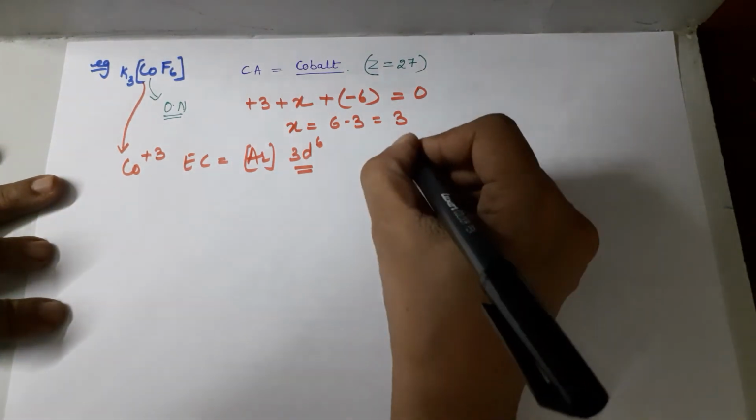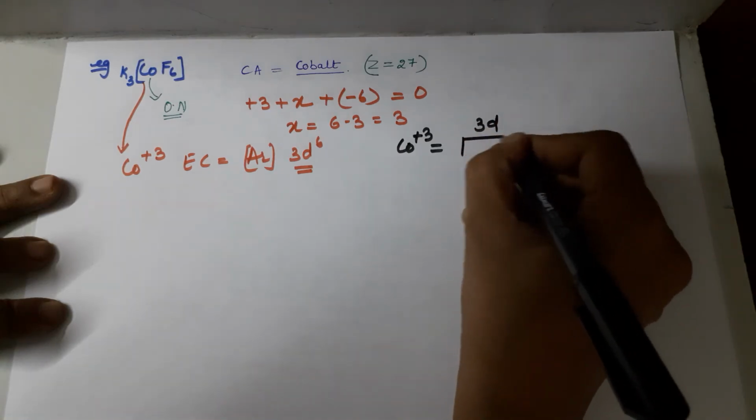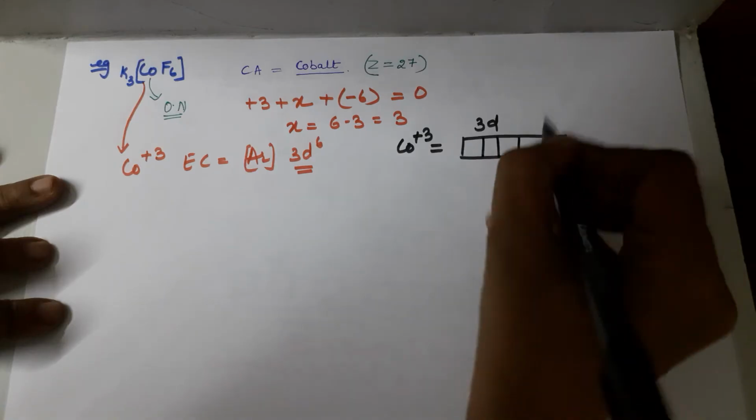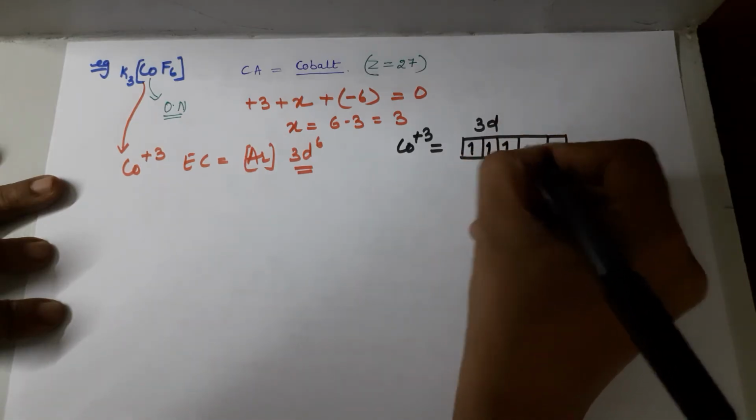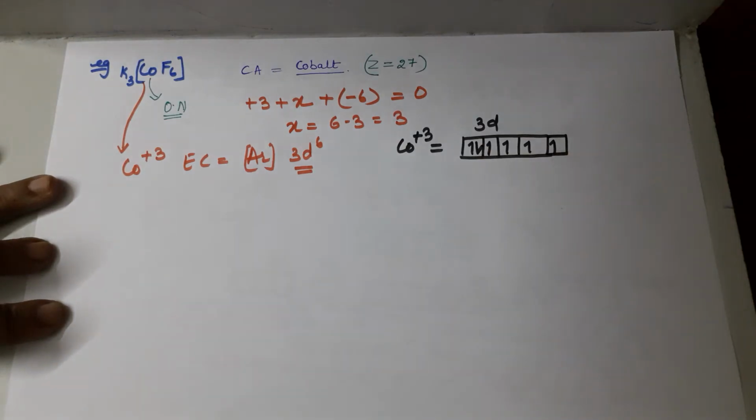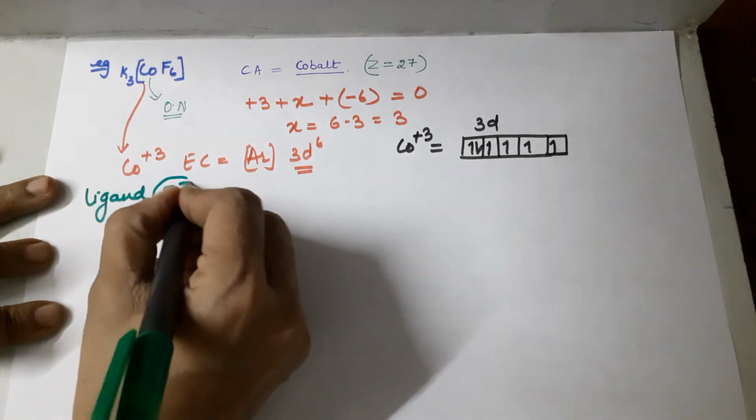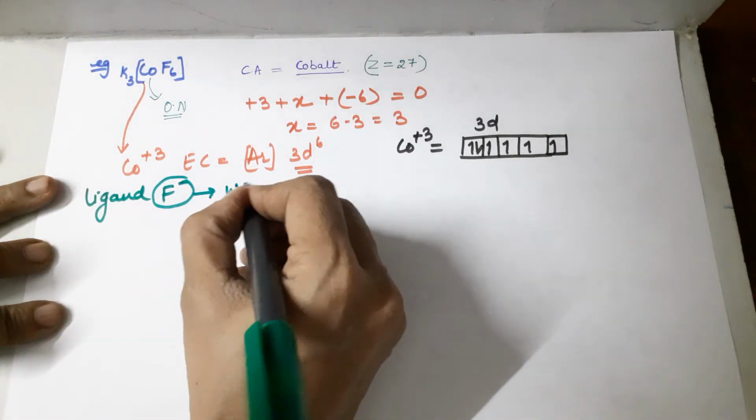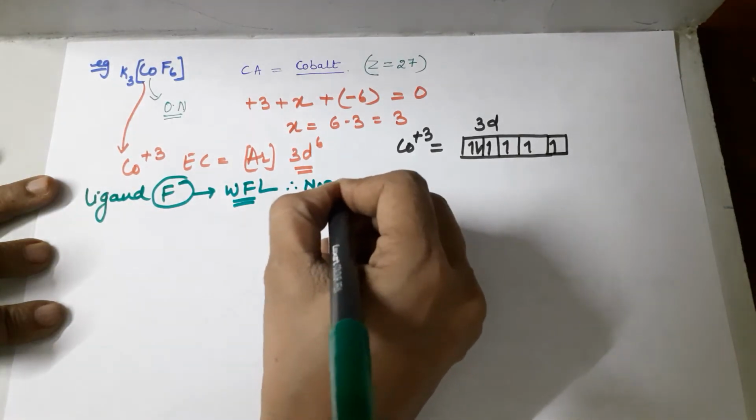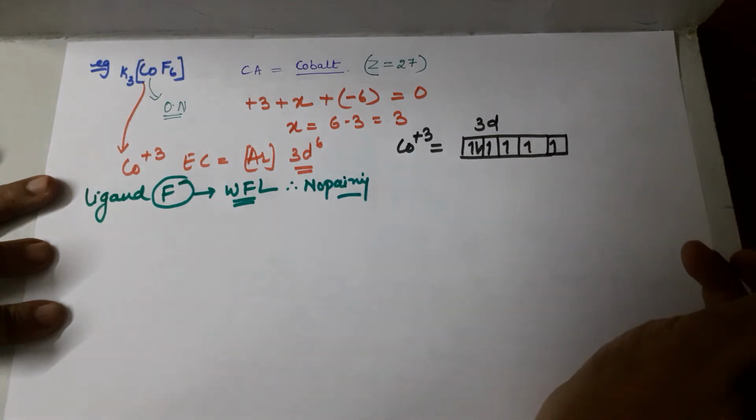So your cobalt in the +3 state is with 3d6: 1, 2, 3, 4, 5 and 6. Now what is the ligand? The ligand is F-. What type of ligand is it? It's a weak field ligand. If it is a weak field ligand, therefore no pairing. So your electronic configuration remains like this.